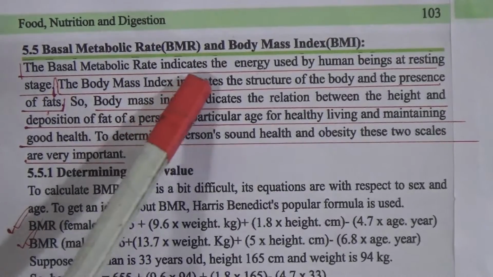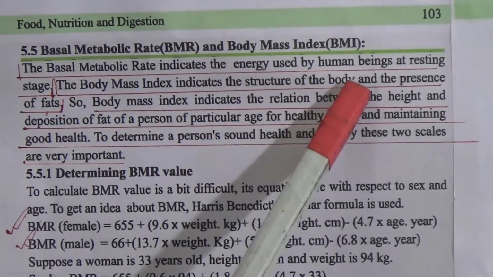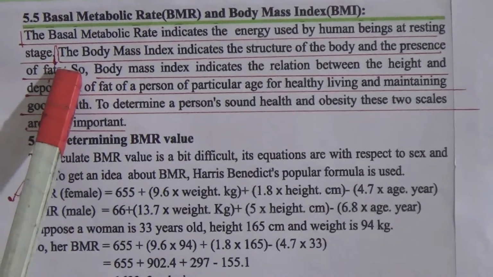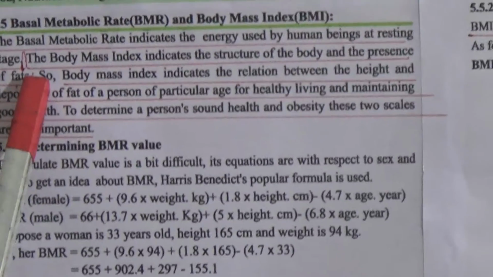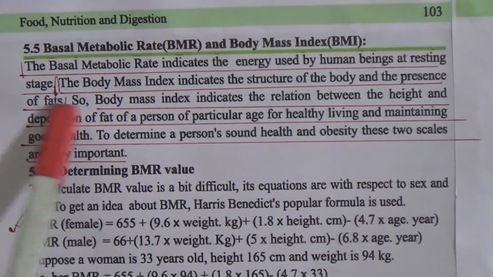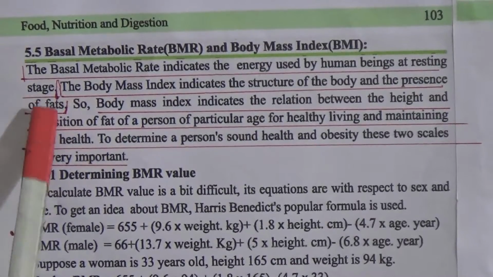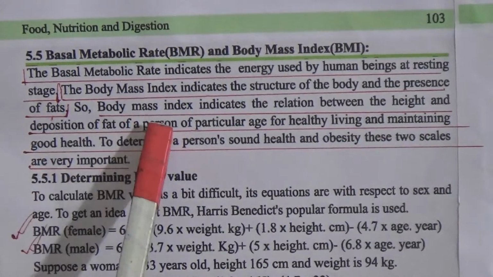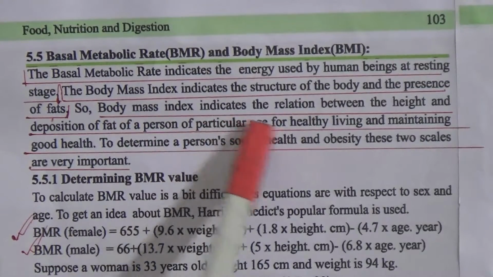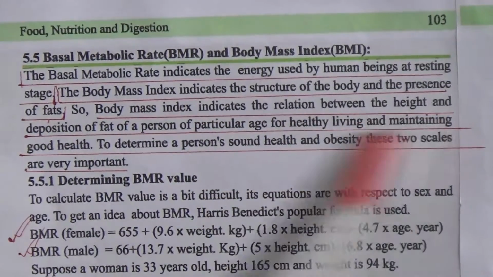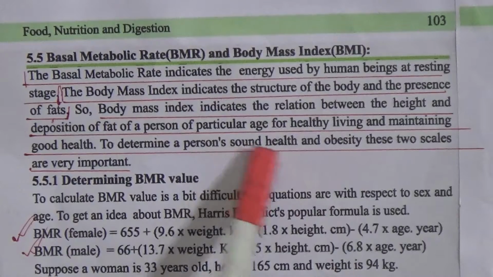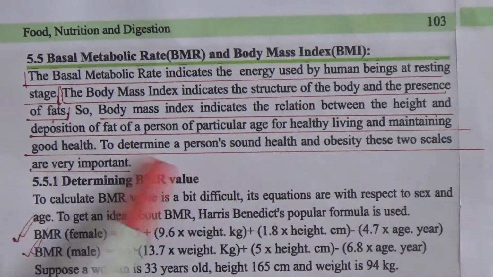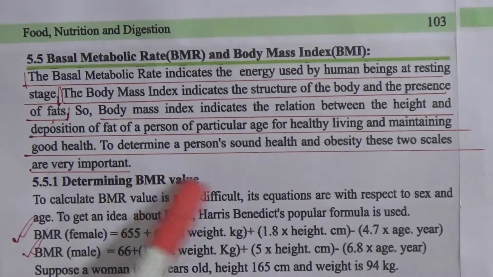The body mass index indicates the structure of the body and the presence of fat. That means from the BMI we can determine the structure of the body of a person and how much fat he or she has. The body mass index indicates the relation between height and deposition of fat of a person of a particular age for healthy living and maintaining good health. To determine a person's sound health and obesity, these two scales are very important. Now come to how to determine the BMI value.